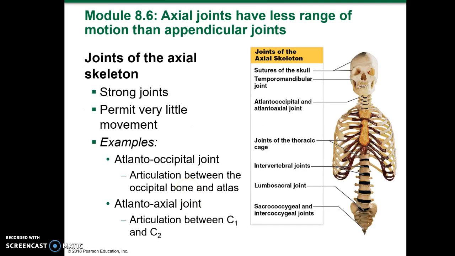Okay, axial joints. These are very strong joints. They permit very little movement. Examples like the atlanto-occipital joint, that's the articulation between the occipital bone and your atlas, or the atlantoaxial joint, the articulation between C1 and C2.